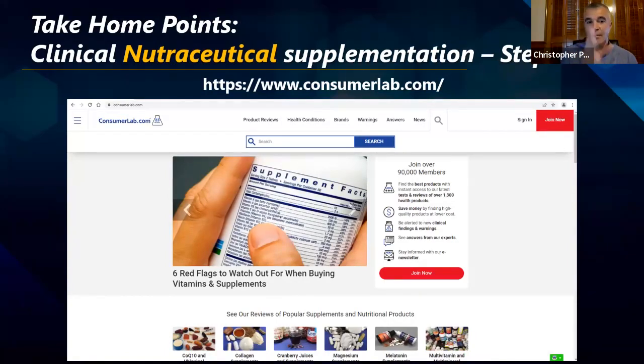This is at ConsumerLab. You can log in. It used to be free. It is no longer free. You may have to sign up for a membership on this one, but it will allow you to type in the supplement of interest, the vitamin of interest. Just thinking of a grocery store brand like Nature's Made or Puritan's Pride, you can type that in and it will show you in vivo bioavailability comparisons so you can make an informed recommendation to your patient.